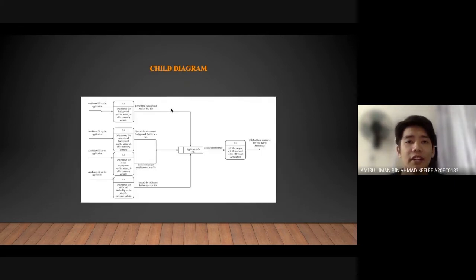Okay, next the chart diagram. Firstly, the job applicant will fill in the form for the background profile, educational background, recent employment, and skill and leadership. After finishing, the data for each form will be recorded in its own file, and this file will be kept in the applicant data store. After that, when the applicant clicks the submit button, all the files will merge into one file for each job applicant and be sent to the HR talent acquisition.